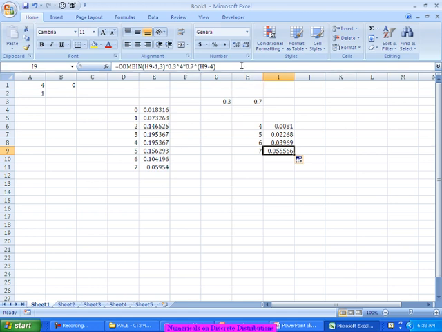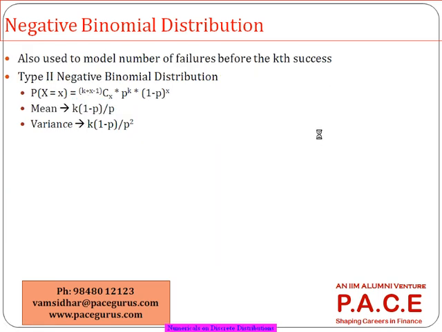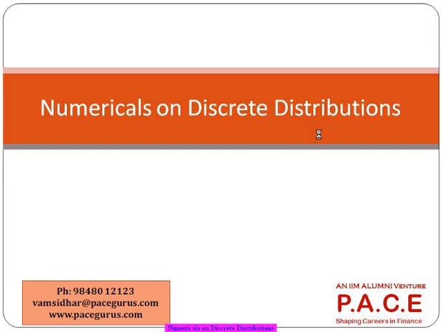If I add up all these things, it is telling me that within less than 8 trials, the probability that you will find the 4th claim of 20,000 plus is around 12.6%. That is how you use the negative binomial distribution, especially to answer questions relating to the kth success.